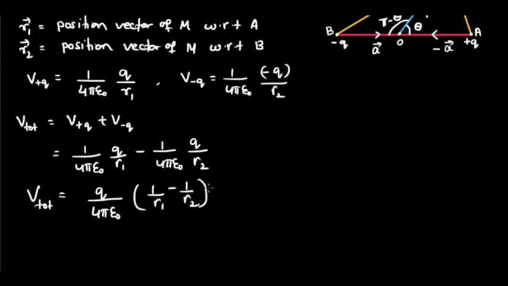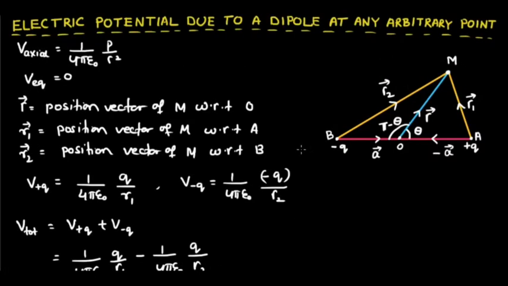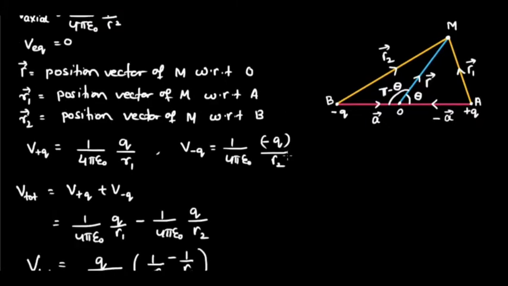Now we have to find the value of this quantity 1 by r1 minus 1 by r2. Actually we don't know what is the value of r1 and what is the value of r2. So we must find the value of 1 by r1 minus 1 by r2. To find it, now look at the triangle BOM. Look at the triangle BOM.